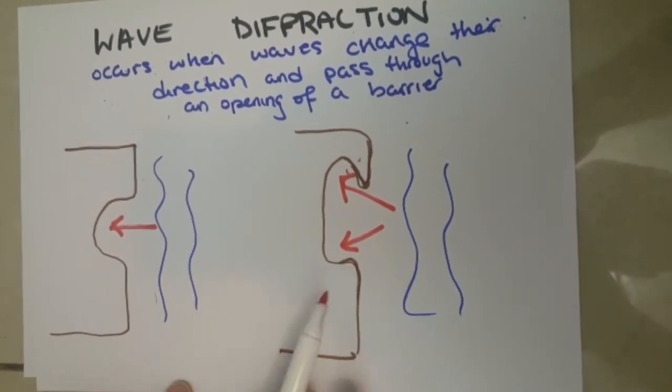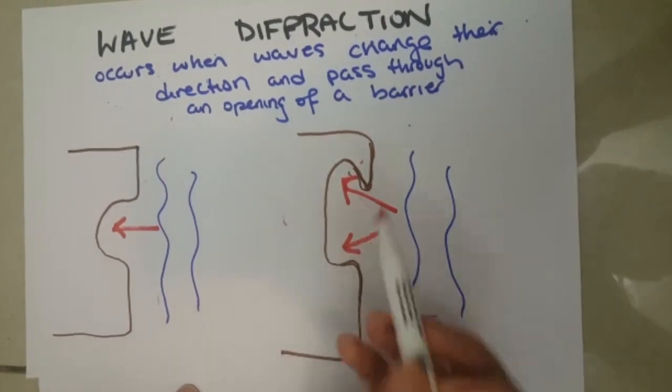This results in the gradual bending of waves toward the shore in a shallow area, which expands the bays.